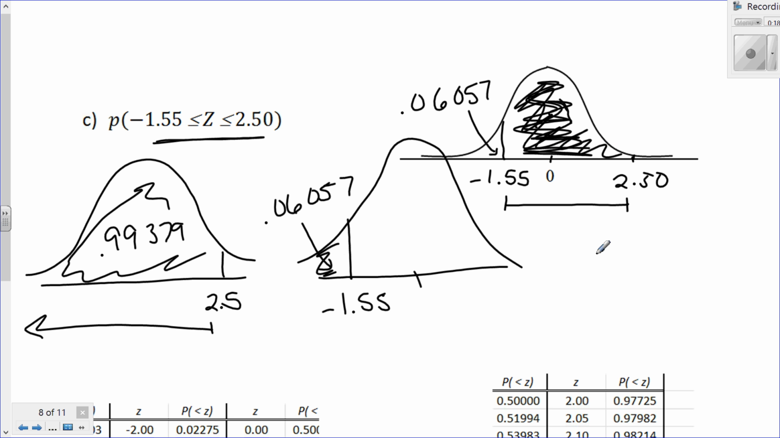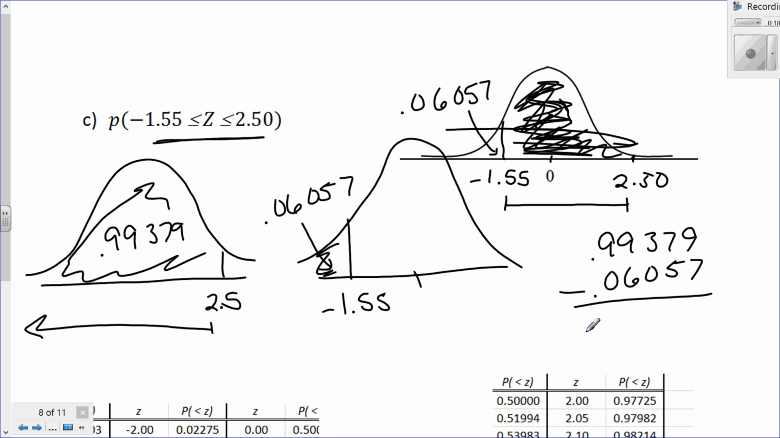So what I can do is take the 0.99379, all of this area, on over, and then subtract out this area that I don't want, the 0.06057, and do that subtraction. Get my final probability, 0.933.